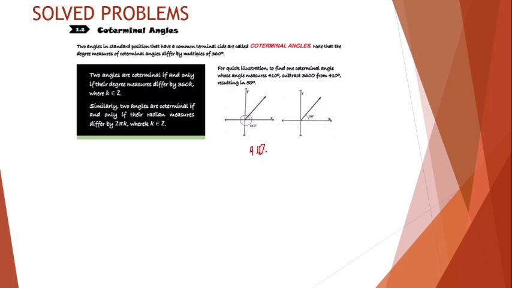So, 410 minus 360 is equal to 50. Okay, tama. Isang beses ninyo siyang i-subtract.